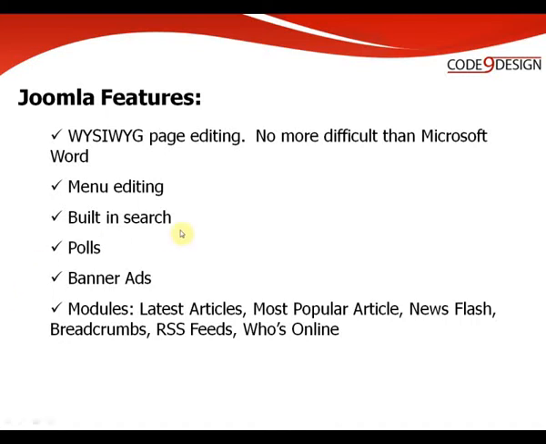Joomla has a built-in search functionality. You can place polls on your site with Joomla, and you can place banner ads on your site with Joomla. And the core Joomla installation also has a ton of modules for things like displaying your latest articles, maybe your most popular articles, which have had the most views. You can do news flashes. There's modules for breadcrumbs, RSS feeds, and there's a module for seeing who all is online.